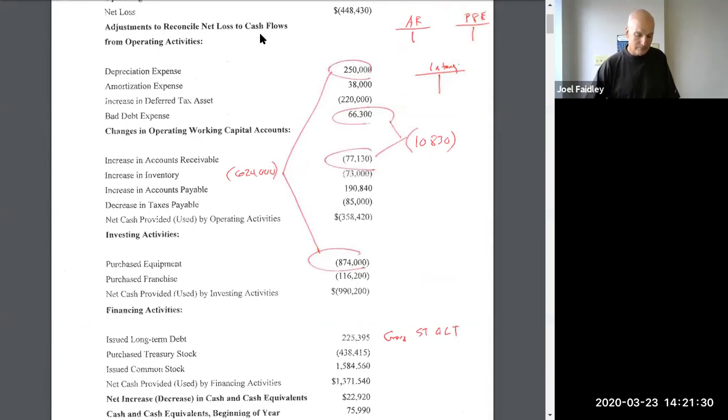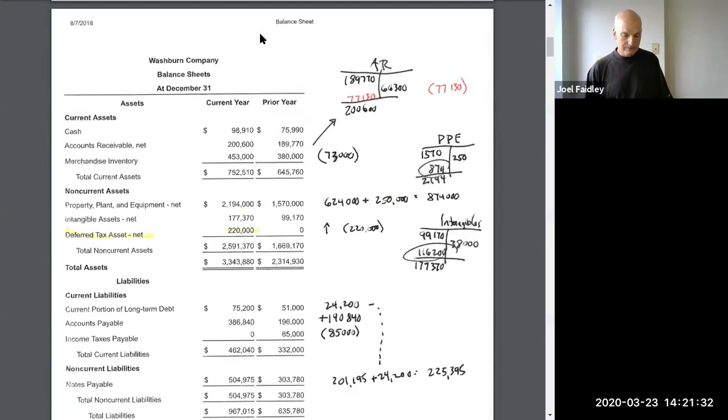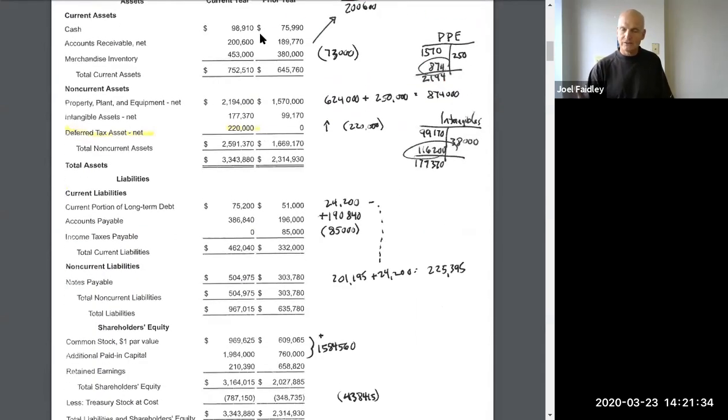Okay, what about this next one? Purchase franchise. It's another long-term asset. Long-term assets are investing. It went from 99,170 up to 177,370. Again, there's my T account. 99,170 ends up at 177,370. What's the 38,000? Amortization expense.